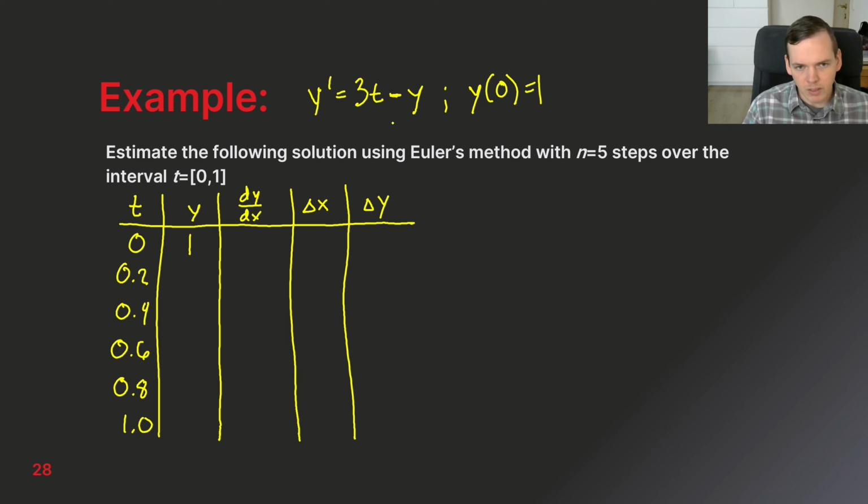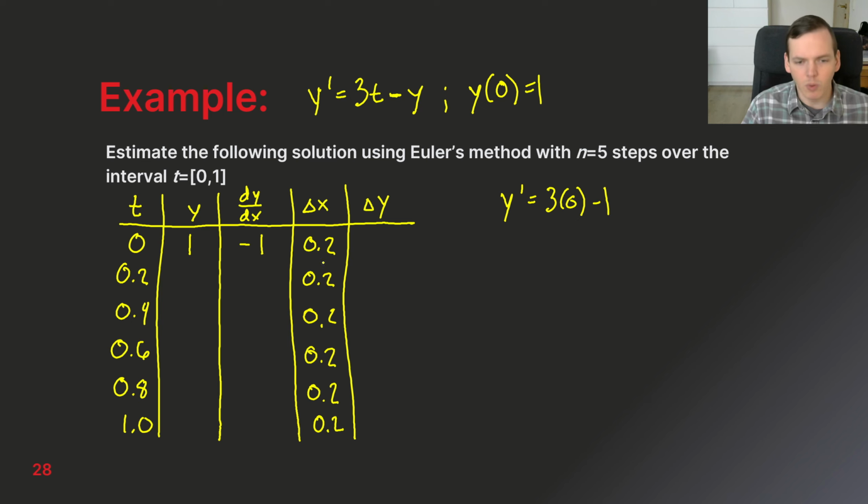So for 0, 1, if I plug those into my equation, y prime is equal to 3 times 0 minus 1. That means that y prime here is negative 1. My step size here is going to always be the same. By the way, with Euler's method, these don't have to always be the same, but I do believe that in AP Calculus, you only do it for uniform step sizes. So then delta y is delta x times the slope, so I know that delta y is negative 0.2.